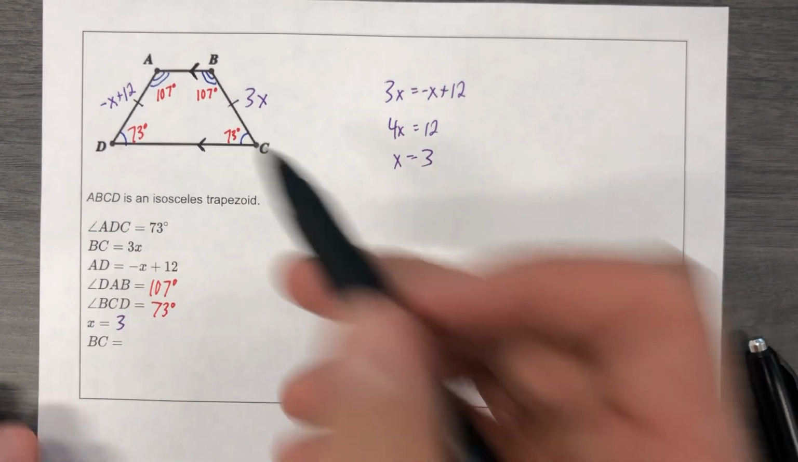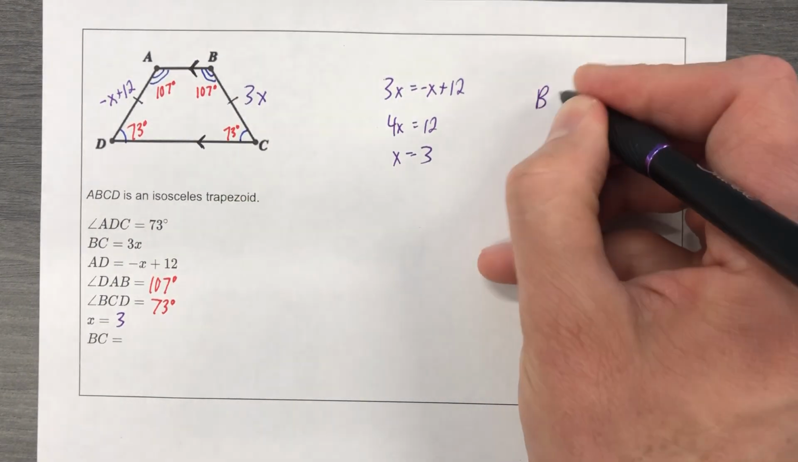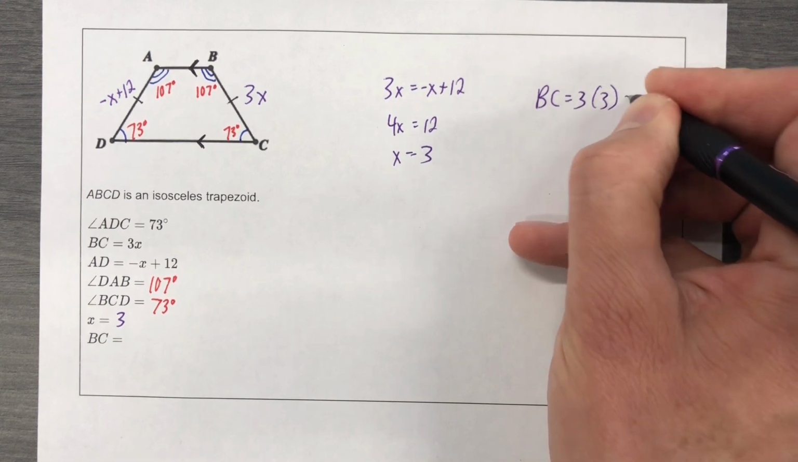And now they're asking for BC. Well, how long is BC? Don't make this harder than it is. BC is 3x. Well, x is 3, so 3 times 3 is 9.